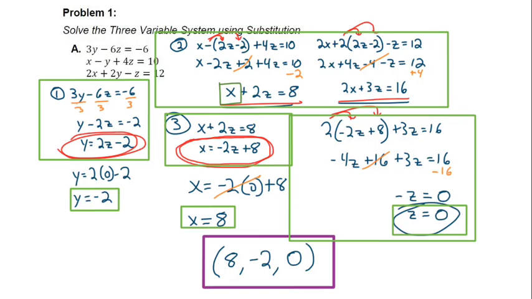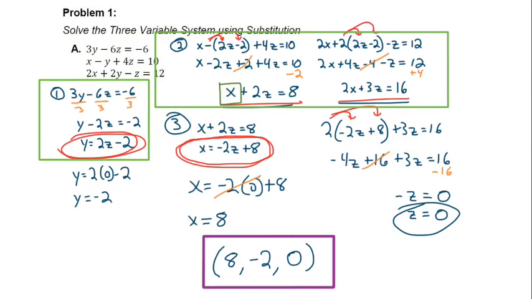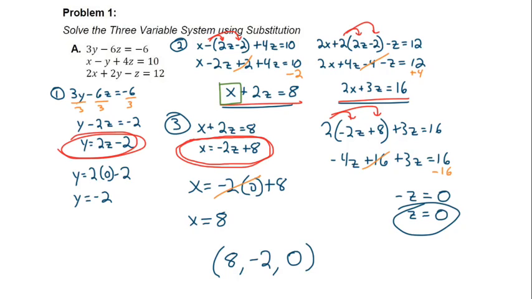Okay? Erase those squares. Those are a little crazy to look at. There you go. That's how you do it. Go ahead and try letter B.